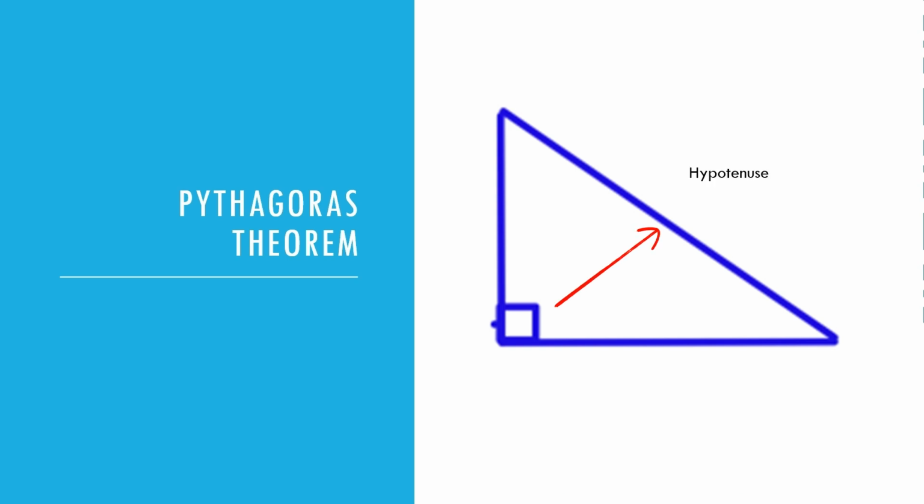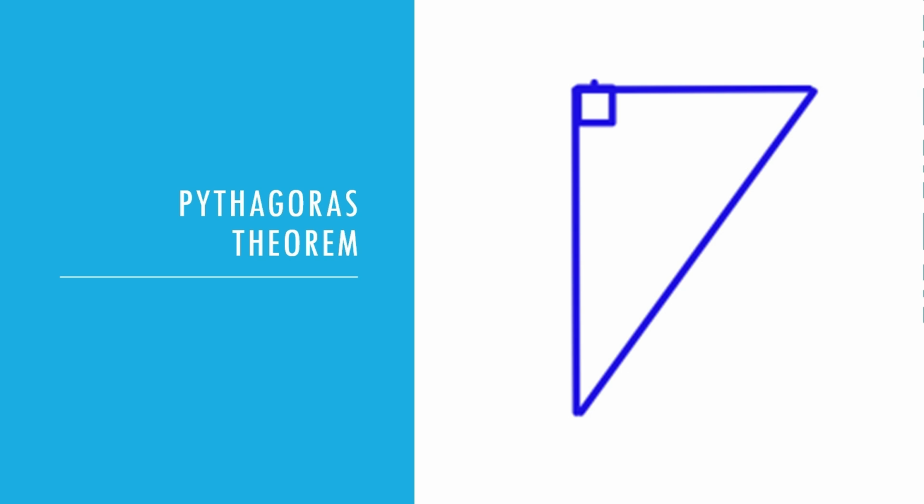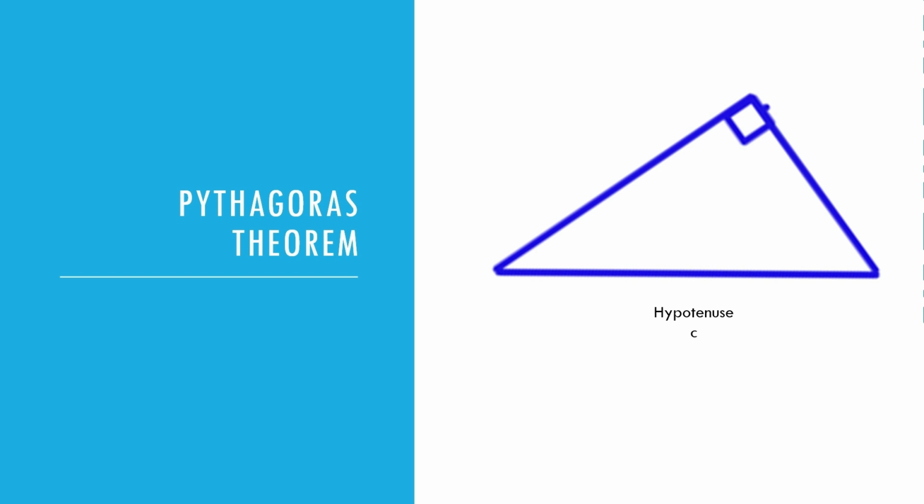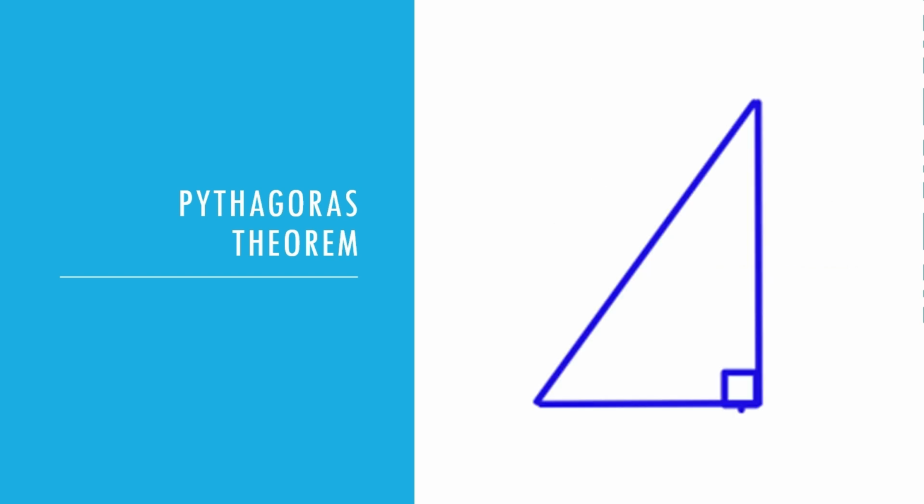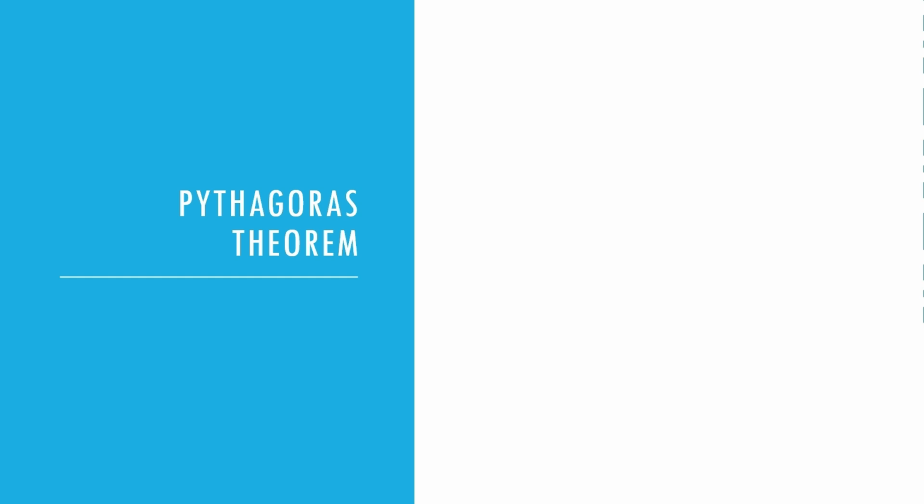In the theorem's formula, it is represented by the letter C. The other two sides are represented by the letters A and B. Identifying the hypotenuse C correctly is very important. Let's take a look at other right-angled triangles and check if we can identify the hypotenuse. Good. Let's move on.